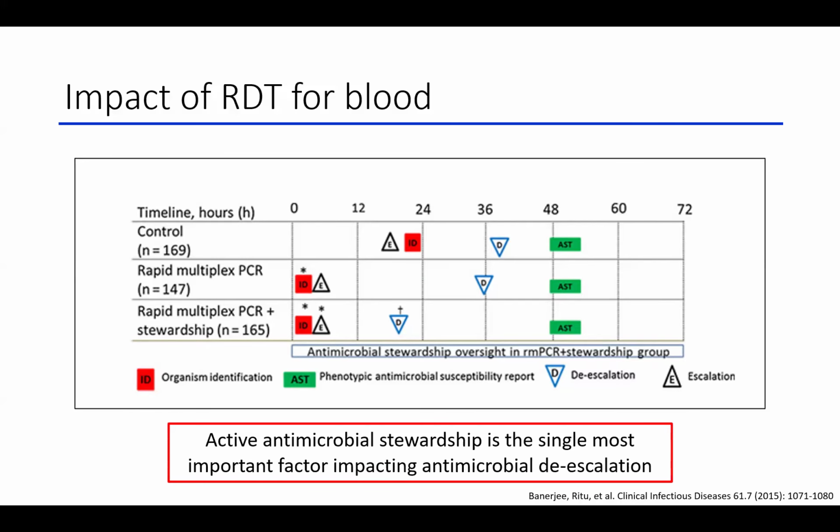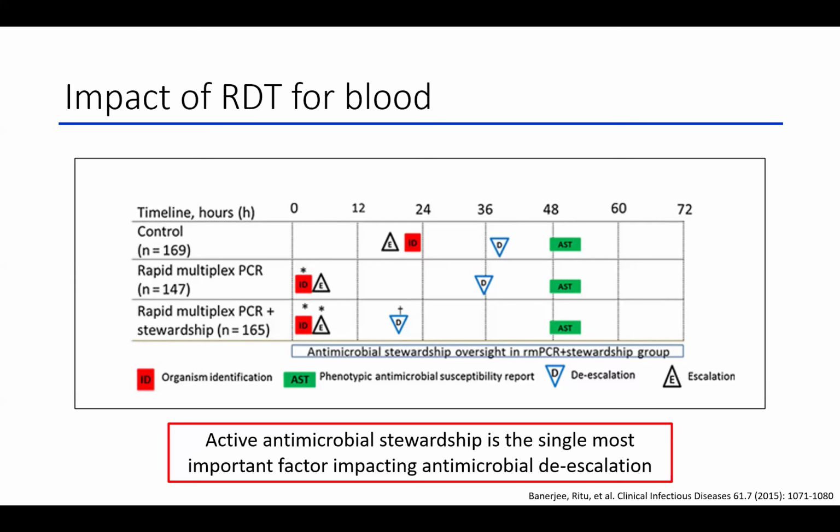So I always divide stewardship into active and passive. Active is reaching out, whatever method you have at your institution: handshake stewardship, stopping by, putting a note in the chart, anything to say that de-escalation is a sign-off. Like, we see this, we think it's appropriate, kind of giving permission if there's a little bit of unsureness. And so here you can see that active antimicrobial stewardship was the single most important factor in the de-escalation portion.